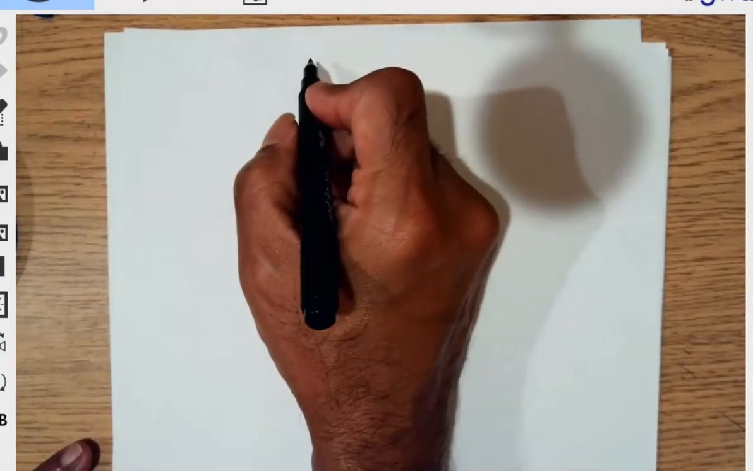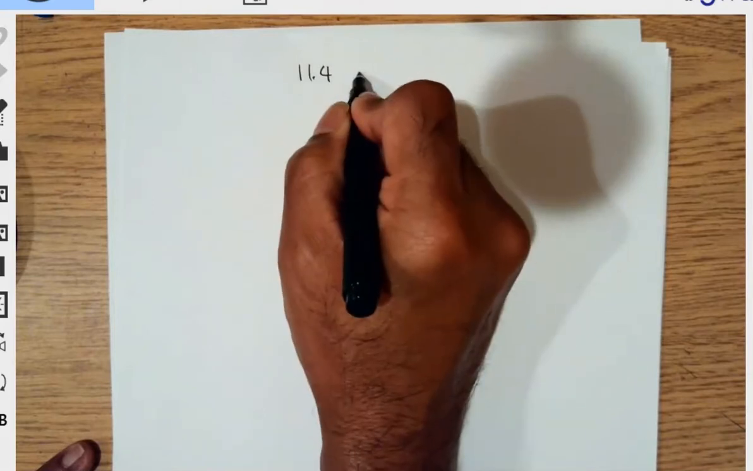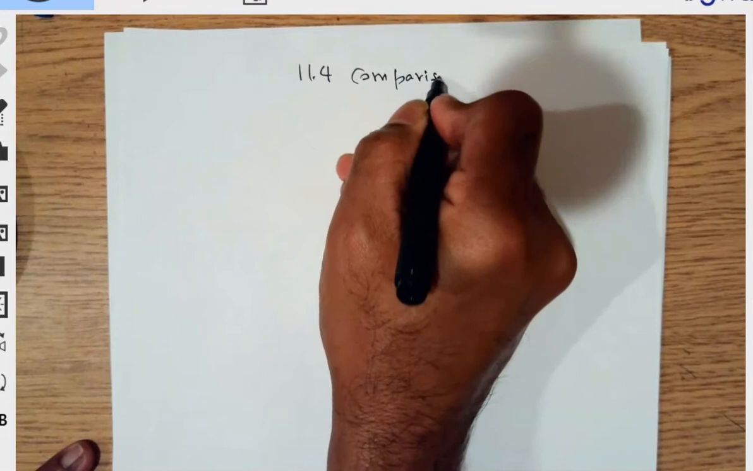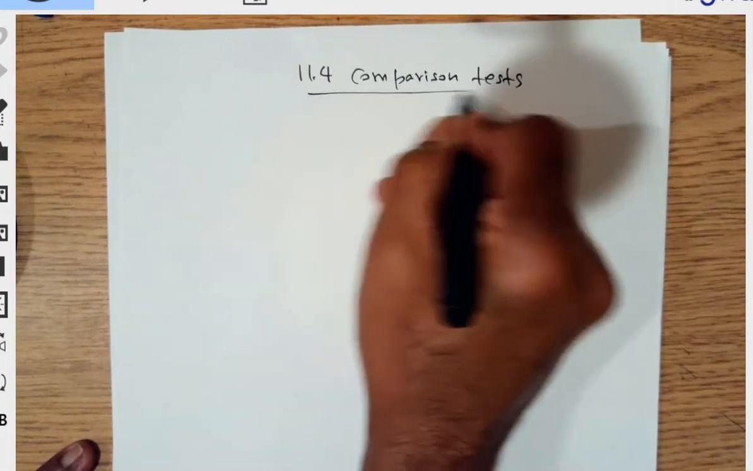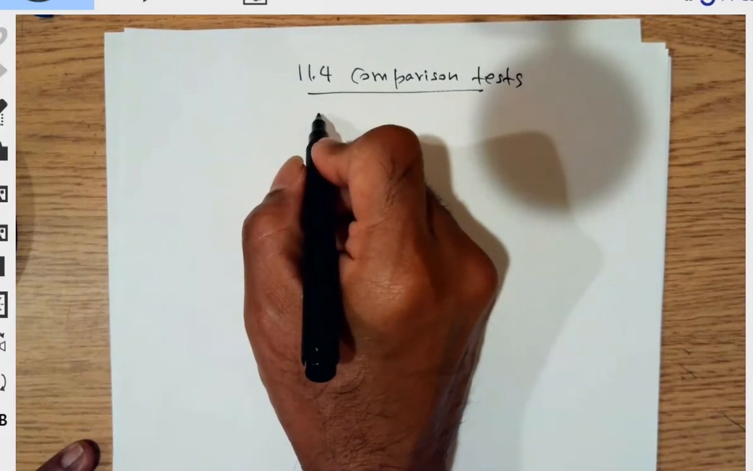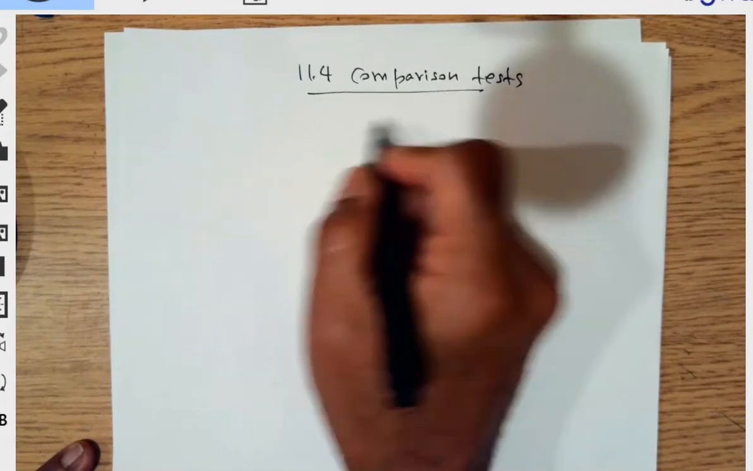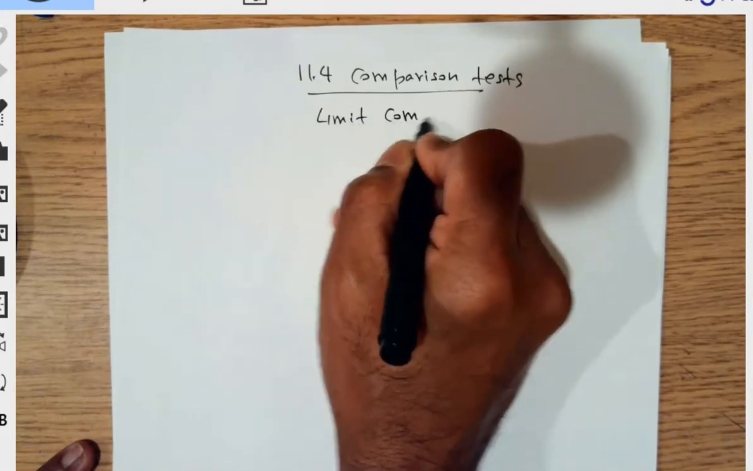So in this video, I'm going to do 11.4, the comparison tests. Actually, I'm going to start with what is regarded as the easier of the comparison tests, which is the limit comparison test.